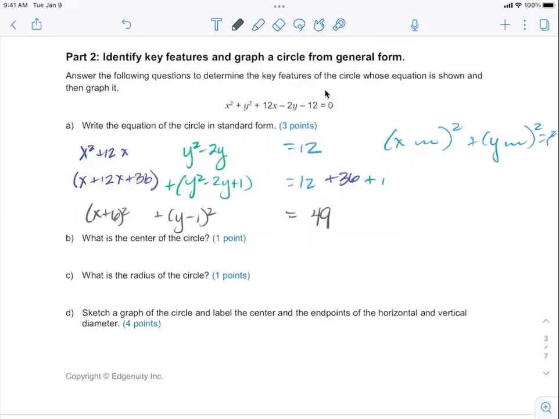So where's the center of the circle? That comes from your h and k that are next to the x and y values. So your center is at -6, 1. And what is the radius of the circle? That comes from this piece over here. It's radius squared. So your radius is 7. Sketch a graph of the circle and label the intercepts.